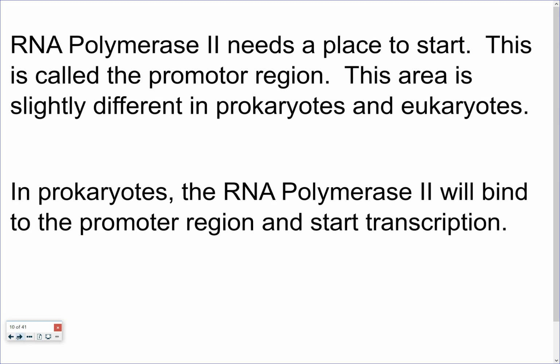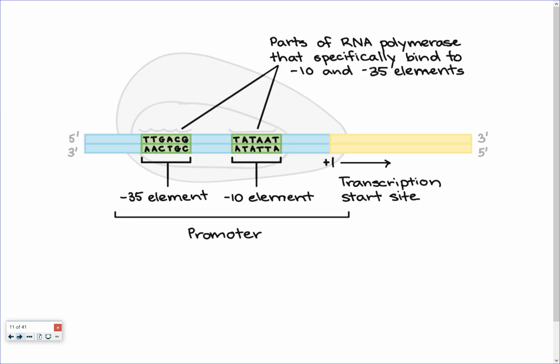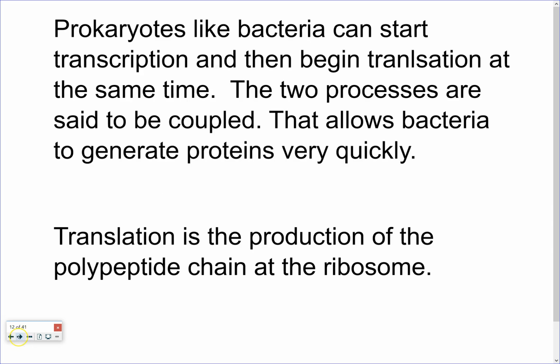So the RNA polymerase II does need a place to start, and this area will be known as the promoter region. And in prokaryotes and eukaryotes, it's a slightly different story, but prokaryotes obviously are more simple, and eukaryotes will need a little more help. So in a prokaryote, the RNA polymerase II is going to bind to a promoter region and start transcription. It's pretty simple. You're going to find your promoter site and begin transcribing the mRNA.